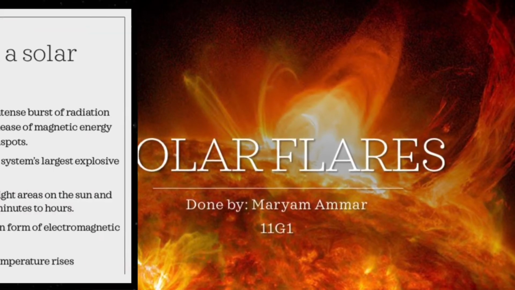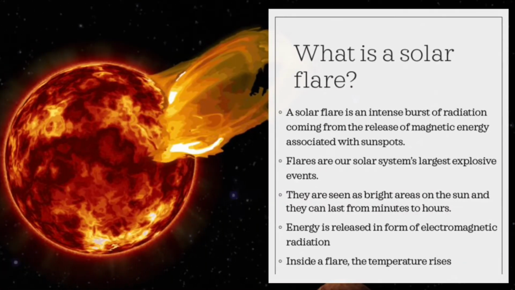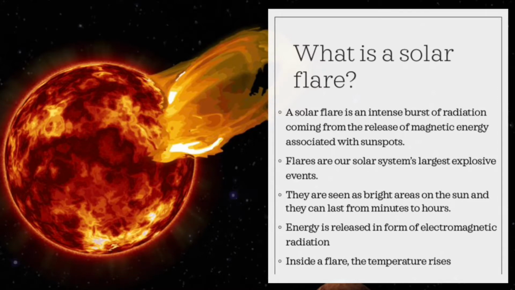So let me give you an introduction about solar flares. Solar flares are sudden releases of energy from the surface of the sun. They release the equivalent energy of millions of hydrogen bombs, all in anywhere from a few seconds to an hour or so. In other words, a solar flare is a sudden flash of increased brightness on the sun, usually observed near its surface and in close proximity to a sunspot group.